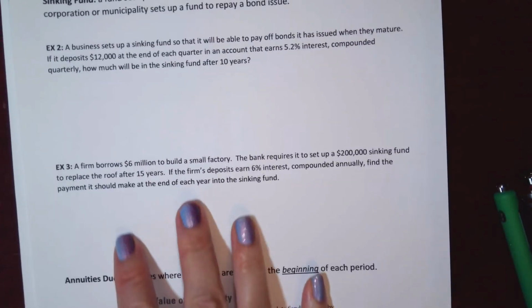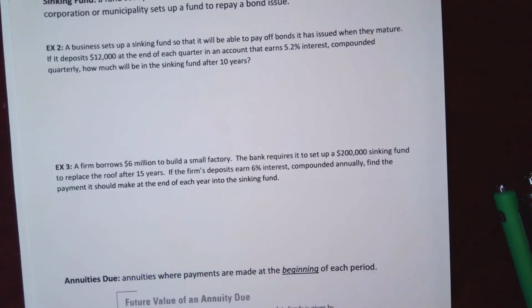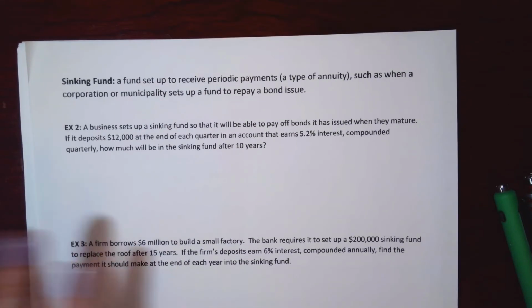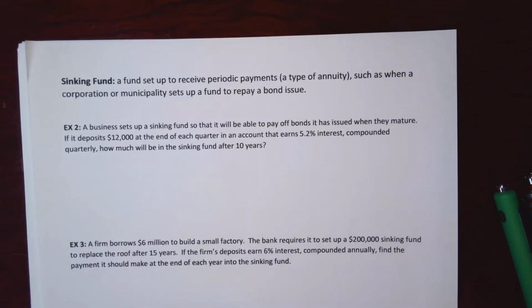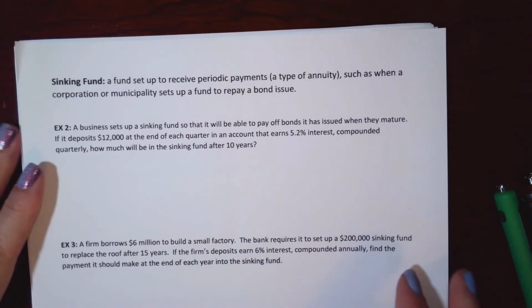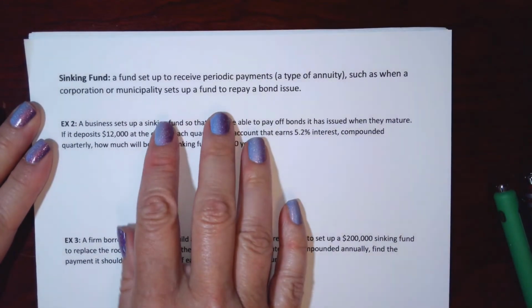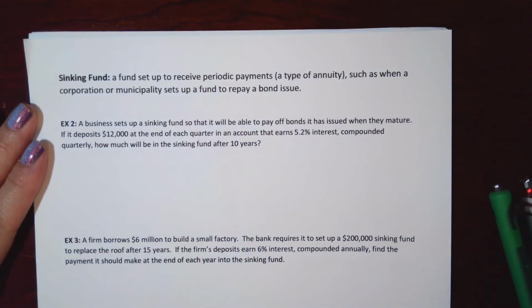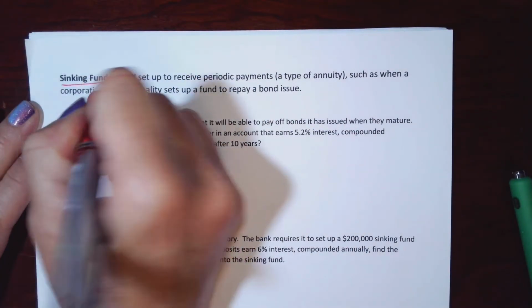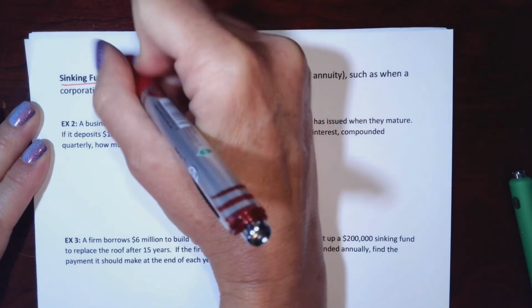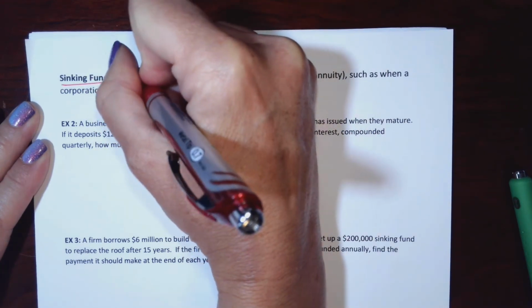Okay, let's look at the next one. We're going to look at a sinking fund. A sinking fund is set up to receive periodic payments. It's a type of annuity, such as when a corporation or a municipality sets up a fund to repay a bond issue. Now, the thing you need to remember about a sinking fund is that it is a type of ordinary annuity.